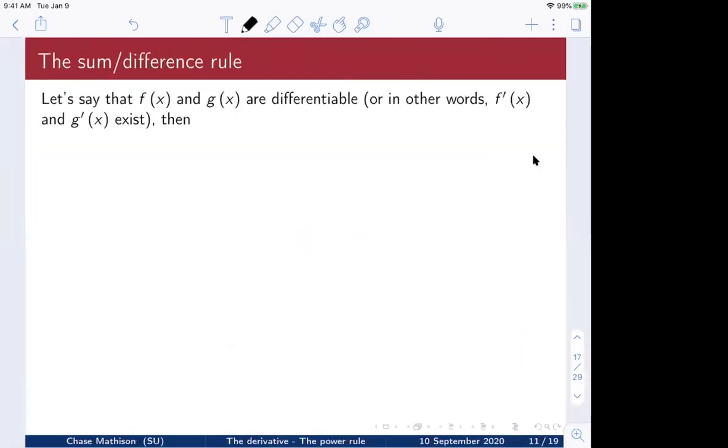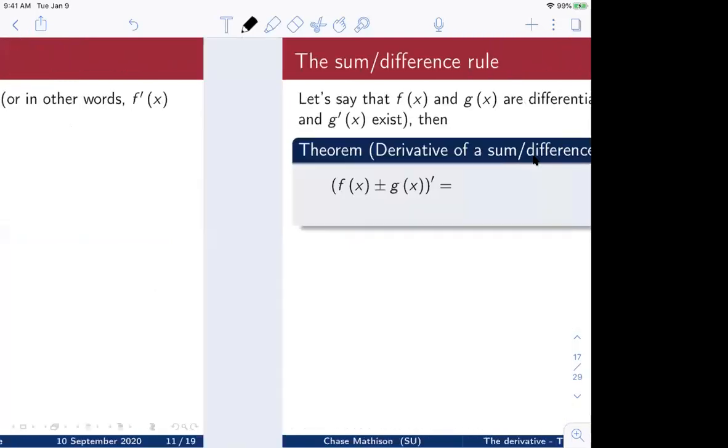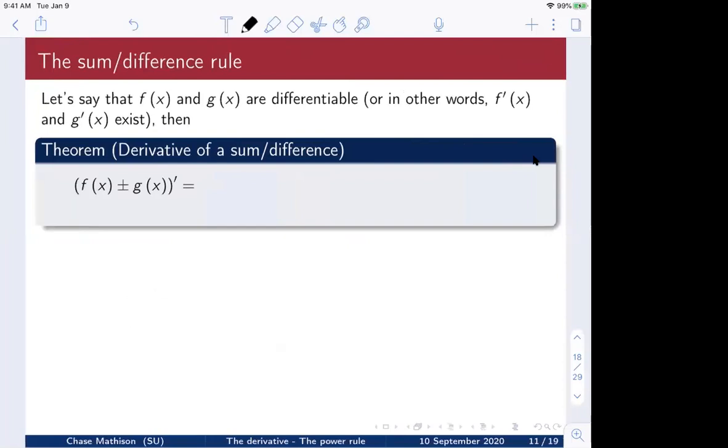All right, so sort of related to that, let's say we have two functions that we know are differentiable, which again, that just means f prime exists and g prime exists. Then we can look at their sum or difference and try and take the derivative there. And so who has a guess as to what the derivative of f plus g is going to be?